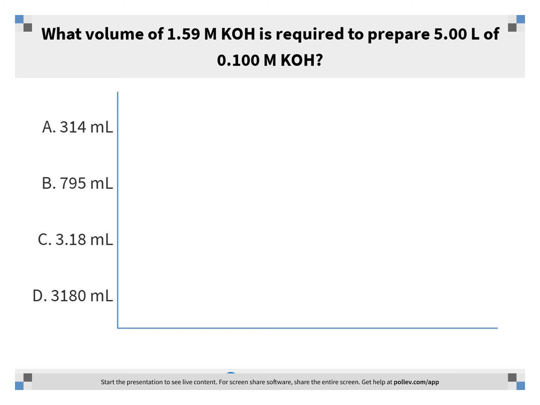C2, the concentration of the diluted solution, is 0.100 molar, and V2, the volume of the diluted solution, is 5.00 liters. After rearranging the dilution equation to solve for initial volume, you get V1 equals C2V2 divided by C1. You plug in your numbers and get 0.314, and the units on that will be liters, since your V2 is in liters. Remember, the units have to be consistent.